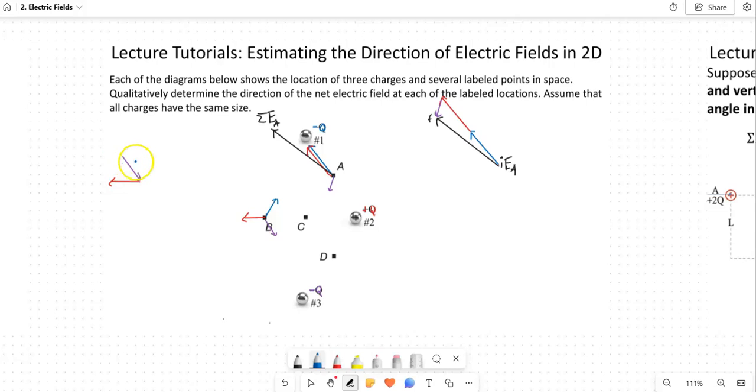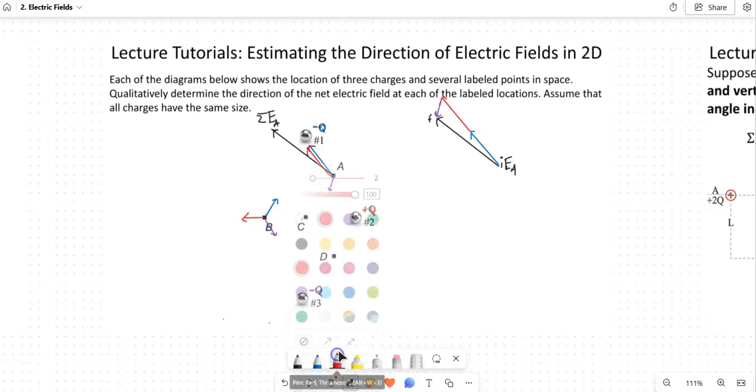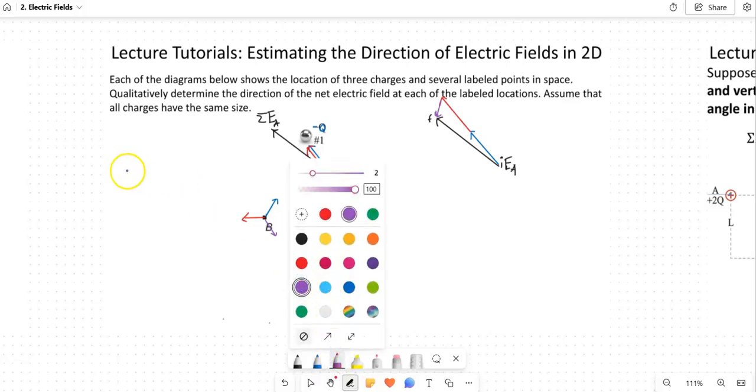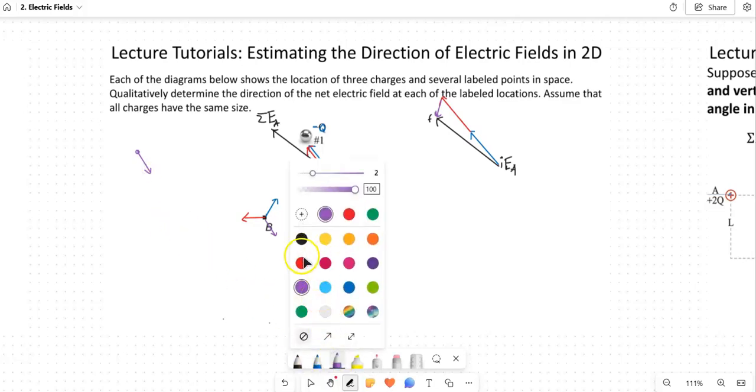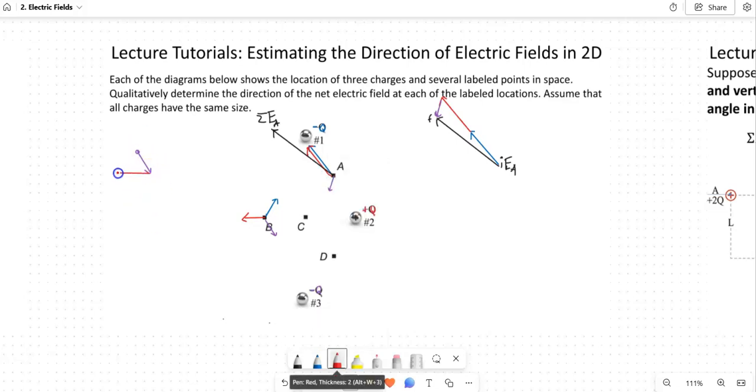I don't know if I trust that one. I'm going to try this again. Let's try this again. I don't know if I trust that. I definitely don't trust it. I should have had more of an angle to it. That purple one and the red one should be the same size vector.